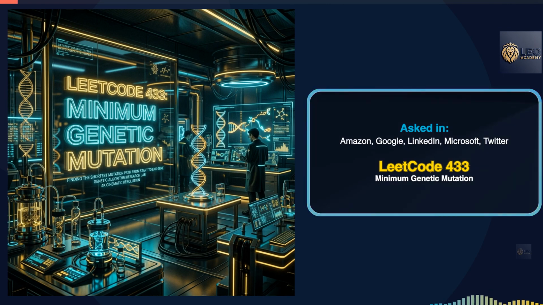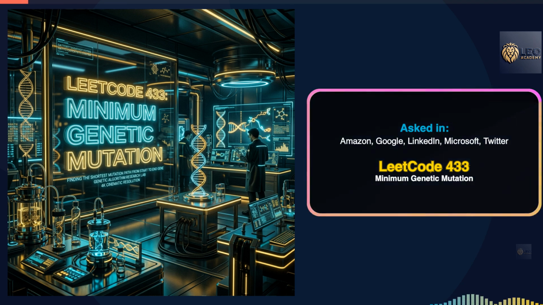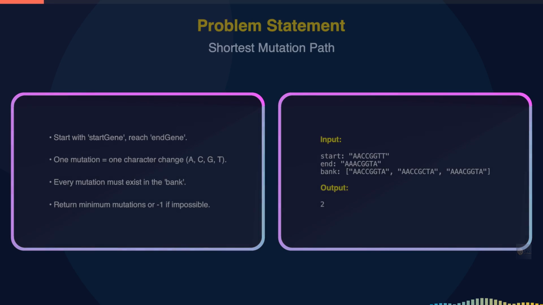Today, we are mastering LeetCode 433, Minimum Genetic Mutation. This is a classic shortest path problem that perfectly demonstrates the power of breadth-first search. Let's look at the problem.